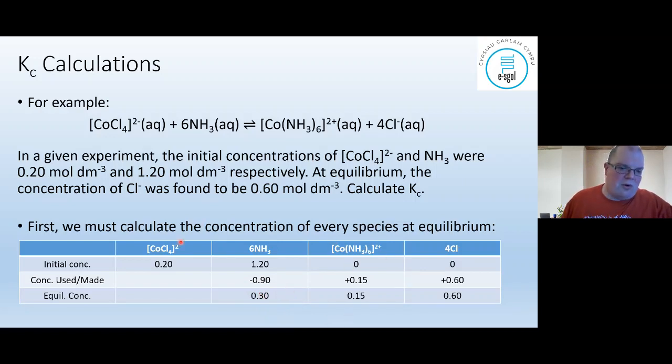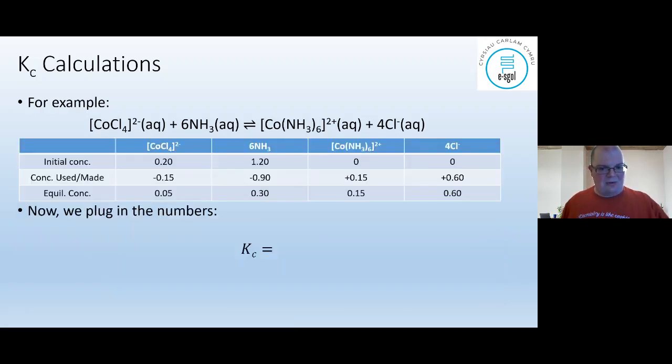Then it's a 1-to-1 ratio for the cobalt species. Okay, so 1-to-1, and so that's going to be minus 0.15. Same value, but we're taking that away because it's a reactant. It's being used up in the reaction, and so we just have 0.2 minus 0.15, and our equilibrium concentration is 0.05. Excellent.